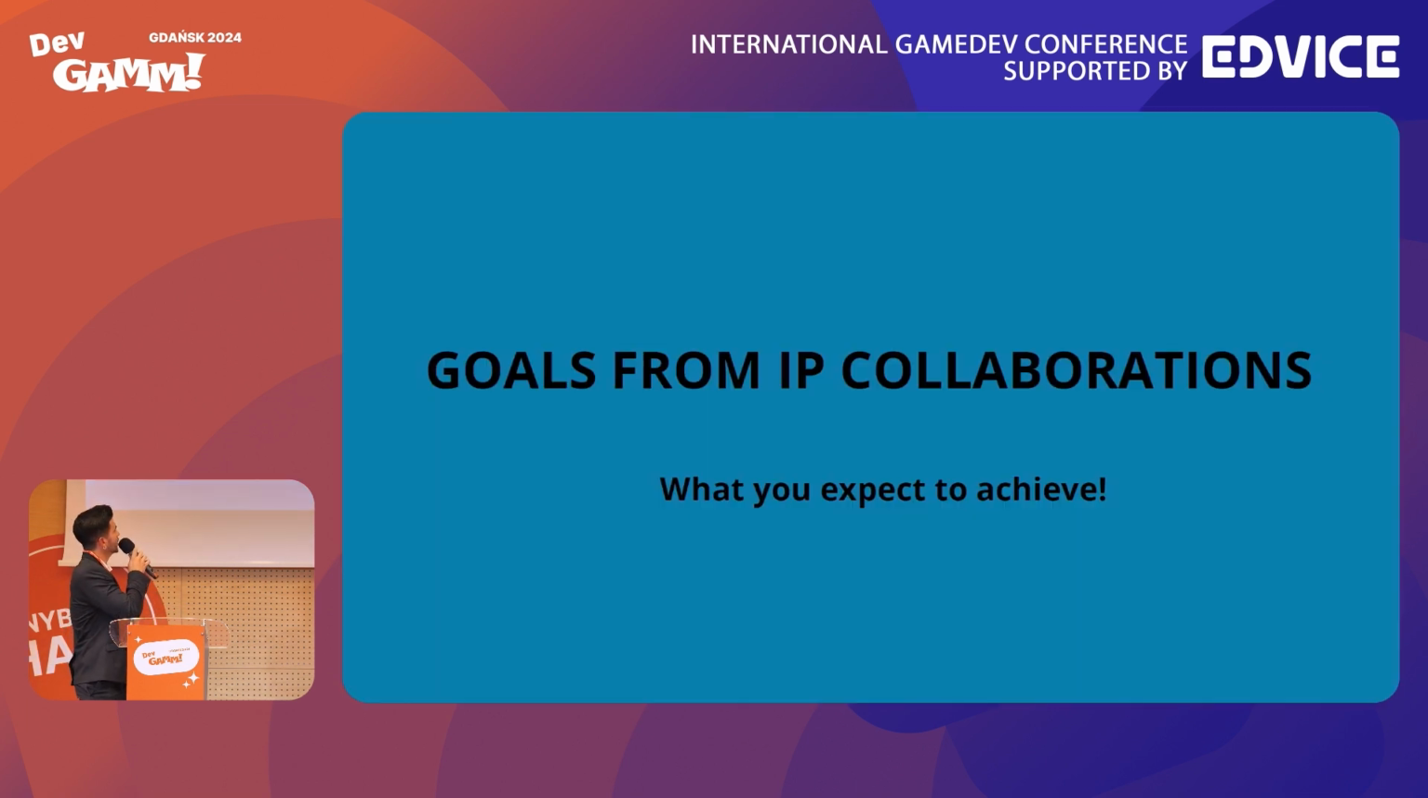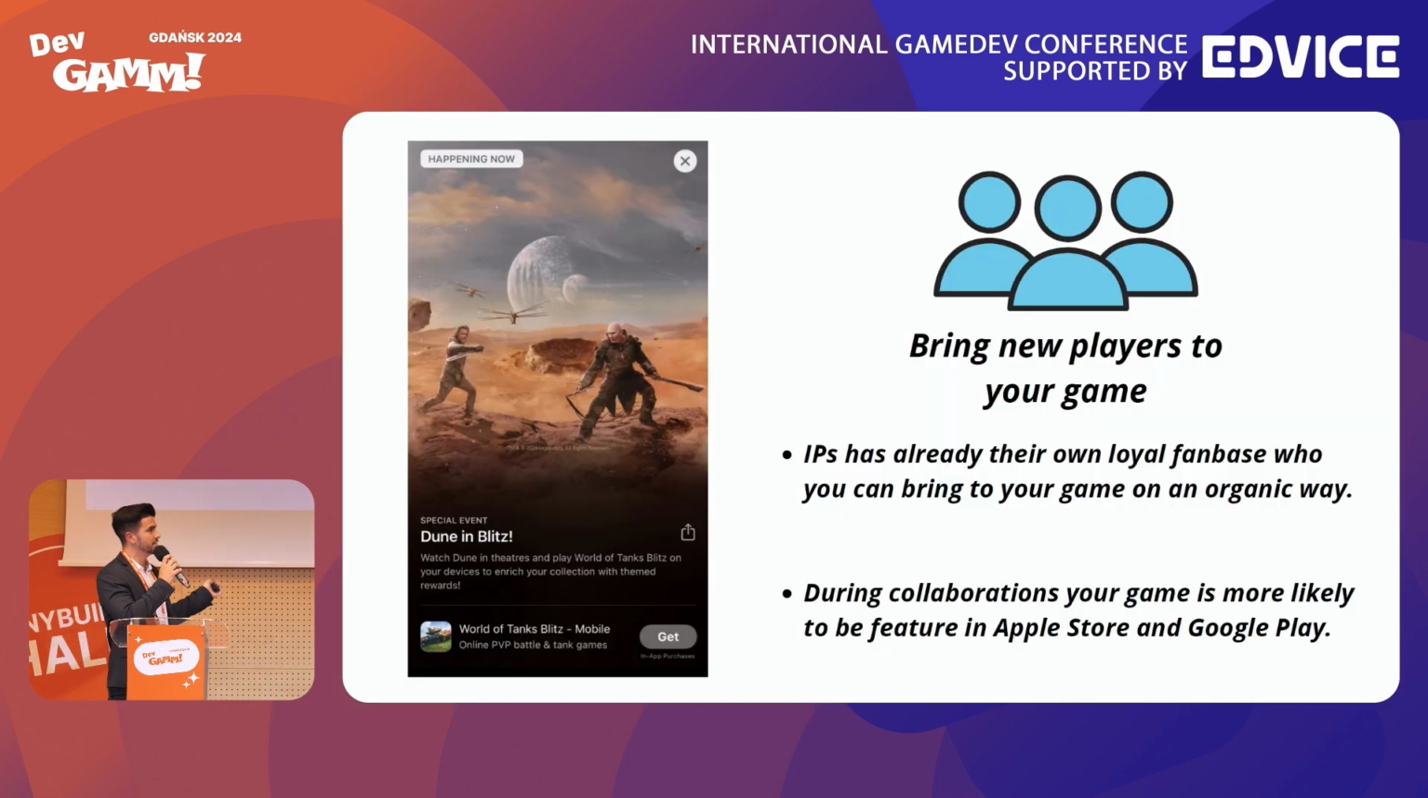So what do you expect? What do we expect to achieve? What are the goals that we want to reach when it comes to IP licensing, right? There are 3 easy goals. The first one, everyone thinks, okay, I'm gonna bring a new IP. I'm gonna bring a ton of new players because of the IP, right? It's gonna bring me organic players from the IP. It's gonna make a lot of noise. And of course, it's more likely your game gets featured on the store.